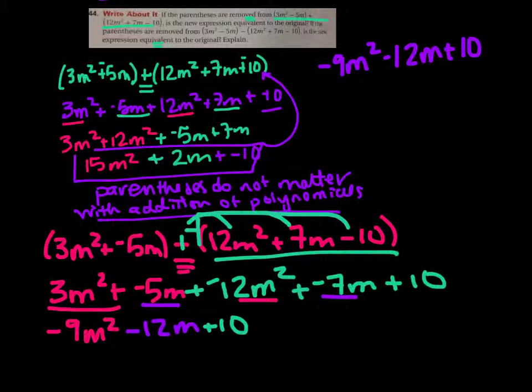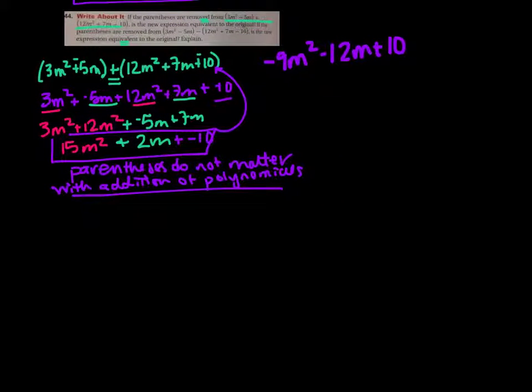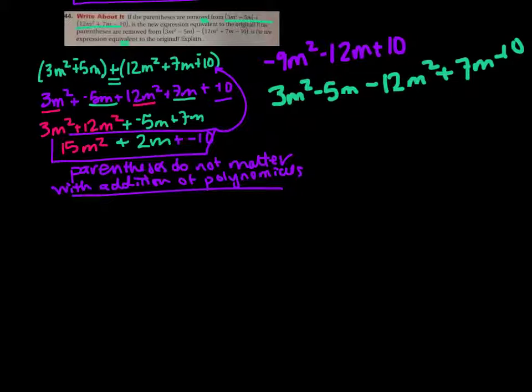Our job now is to figure out if this is equivalent to if we had done it without doing that distributive property thing. So we have 3m squared minus 5m minus 12m squared plus 7m minus 10. Now you might be saying, Ms. Beardsley, you didn't distribute that negative in there. Well, exactly. What the question is asking us is we need to figure out what this second half would look like if we just took away the parentheses, not distributed that negative in there. So if we just took them away, is this going to equal the same as this?